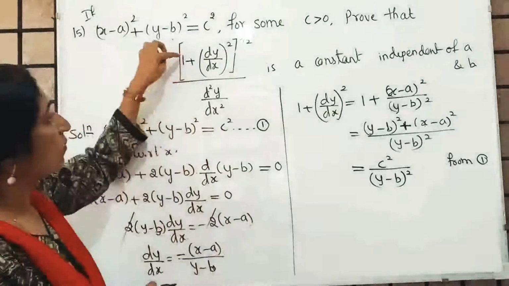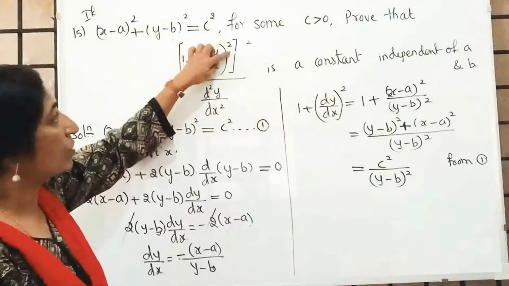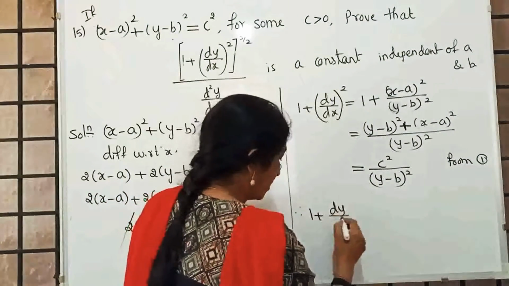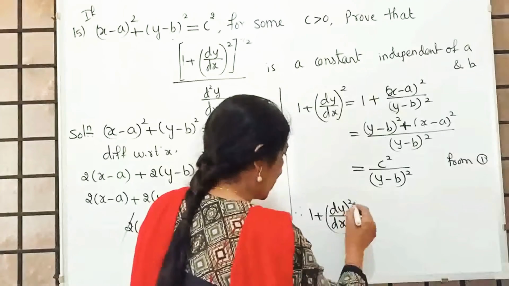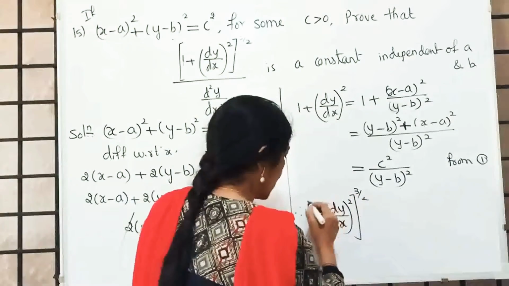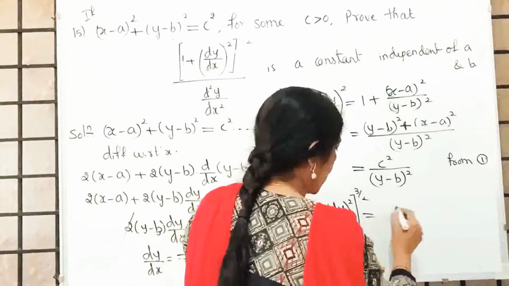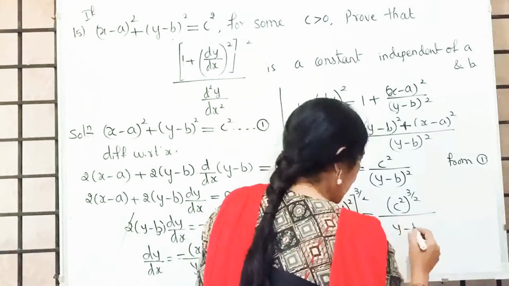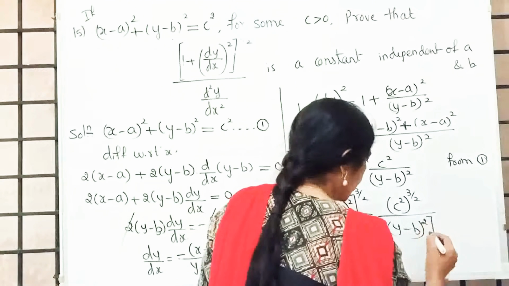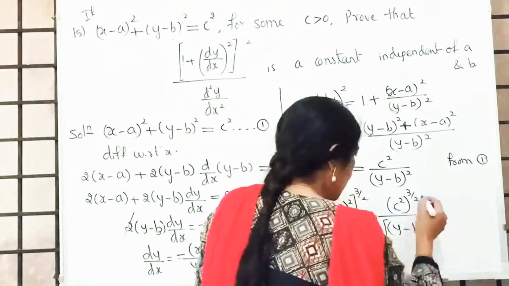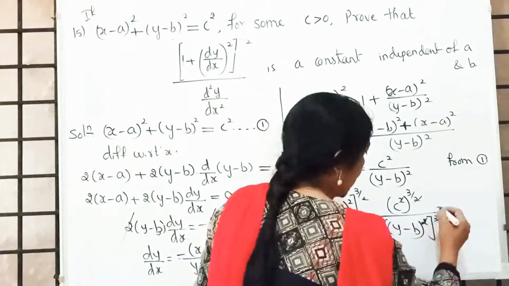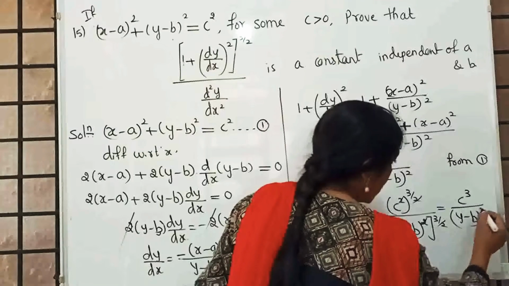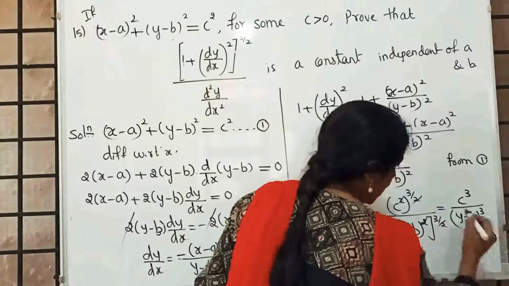But what we required? 1 plus dy upon dx whole square raised to 3 by 2. Therefore 1 plus dy upon dx whole square raised to 3 by 2. Whatever is the answer, for that write down raised to 3 by 2. For both numerator and denominator separately I am writing. Here this 2 and this 2, here also this 2 and this 2 get cancelled. c cube upon y minus b whole cube. Let us call this equation 2.